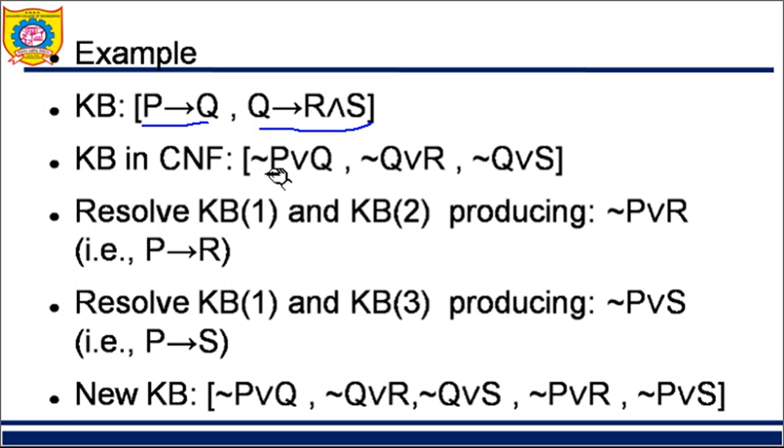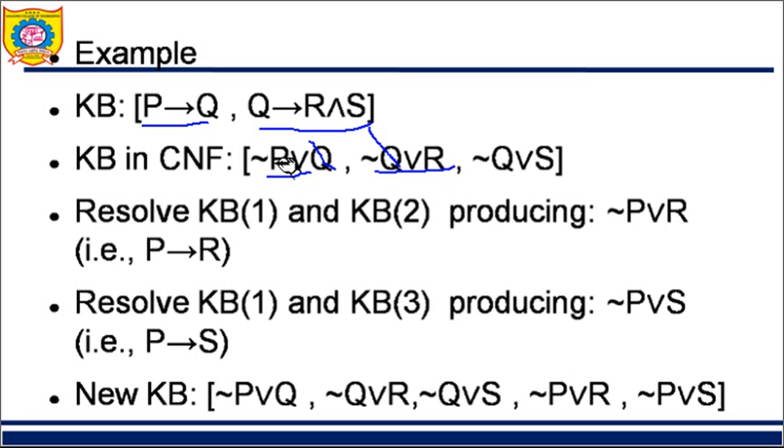After that, what I need to do is resolve. Now resolve means what? I need to check if this has something common with this. So here I have Q and here I have not Q. If I resolve both, what do I get? Negation of P or R. So I can also call it P implies R.